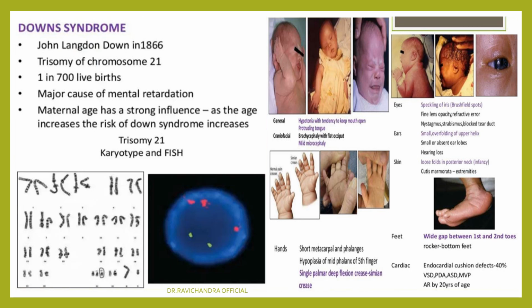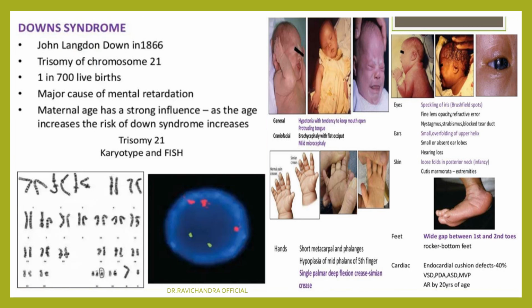There may be Brushfield spots, small overfolding of upper helix, and loose folds in posterior neck. And there may be wide gap between first and second toes, rocker bottom feet. And there will be endocardial cushion defects.